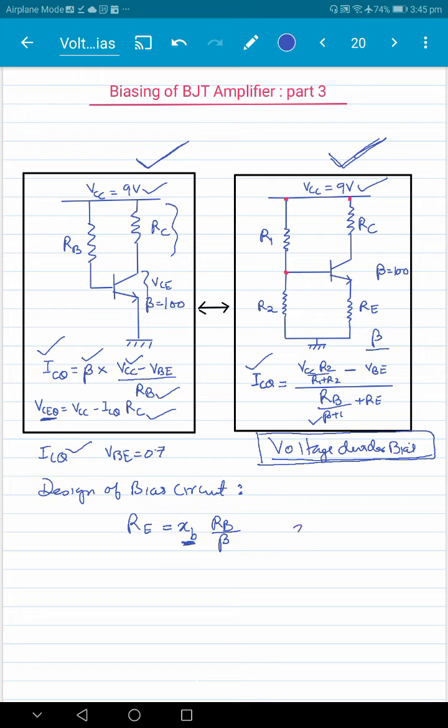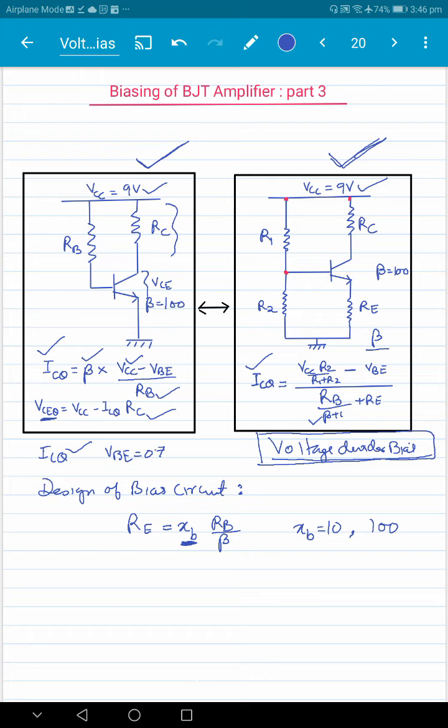For example, if I make XB equal to 10, you will have a certain sensitivity of the circuit to beta. If you make XB equal to 100, the circuit will become even more insensitive. So depending on how much insensitivity you want, you choose a value of XB here, right? So XB is chosen according to that. That's the first choice that you have to make.